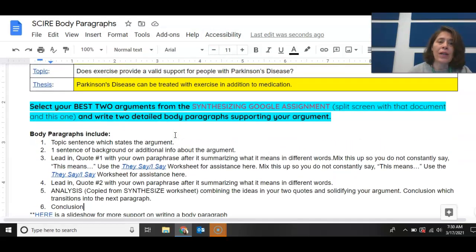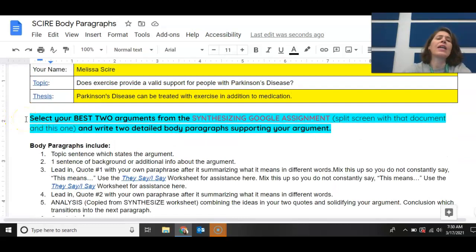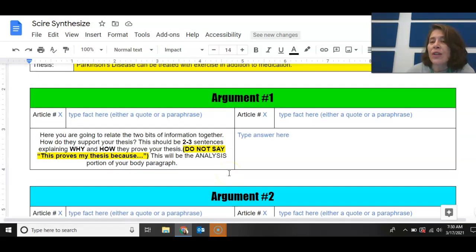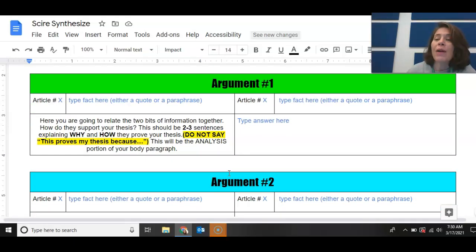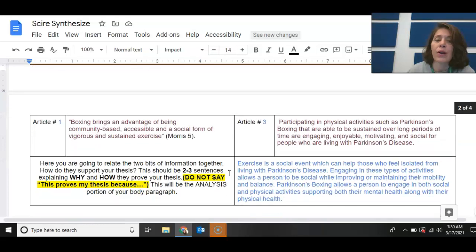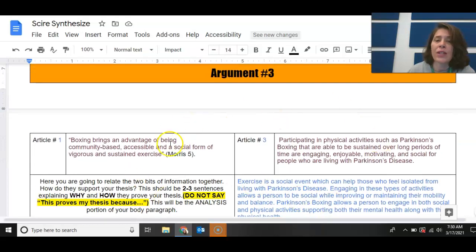So let me just go back right here. Notice it says select your best 2 arguments from the synthesizing Google assignment. Split screen with that document. This one, write 2 detailed body paragraphs. I'm going to go back to my synthesizing. I'm going to show you this again. So I picked argument 3. Now I didn't finish this entire document, but you did. You have 3 arguments. You need to pick 2 that you like best. You are only writing 2 body paragraphs. So you're going to pick which of these 3 were your best 2. Those are the ones we're going to use. All right. So I'm going to show you an example using this argument right here.